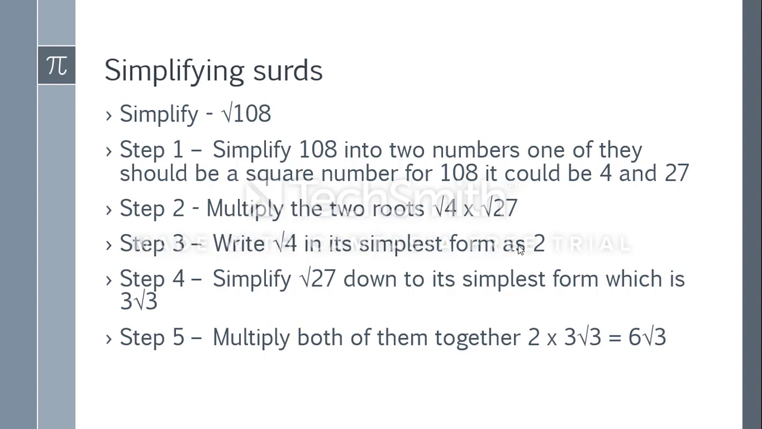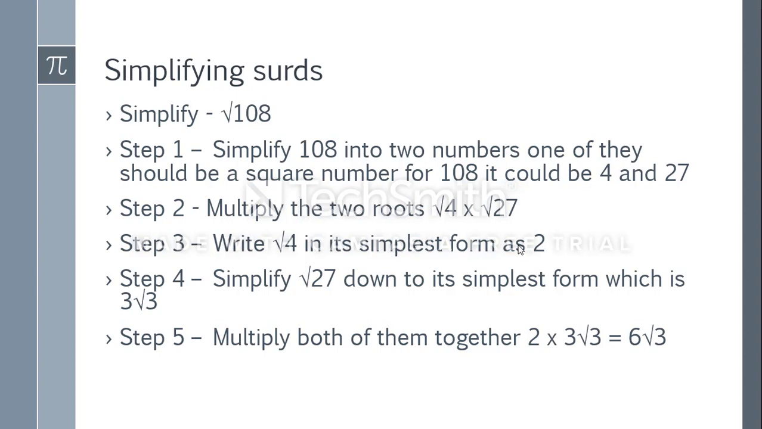Step 3, write root 4 in its simplest form of 2. Step 4, simplify root 27 down to its simplest form, which is 3 root 3. Step 5, multiply both of them together: 2 times 3 root 3, which is 6 root 3.